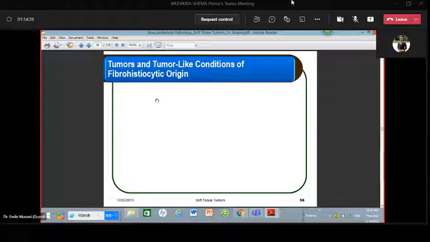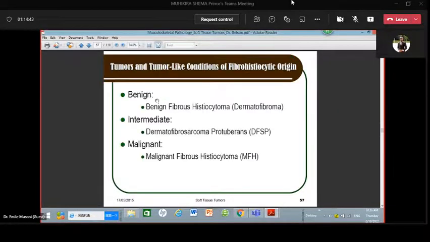There are other tumors called tumors of fibrohistiocytic origin, though they have histiocytes. The benign one is called dermatofibroma, and it is the most common. Intermediate is the dermatofibrosarcoma protuberans, DFSP. And then malignant fibrous histiocytoma. These are common in our settings.